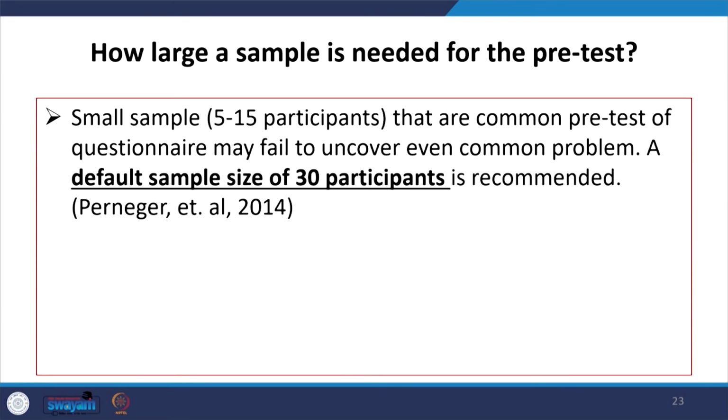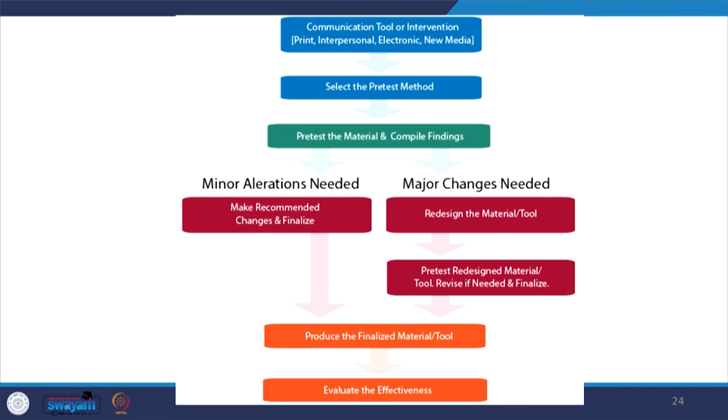A small sample commonly used to pre-test a questionnaire may fail to uncover even common problems. A default sample size of 30 participants is actually recommended by another author as well. All right, here I am giving one structure, one chart about healthcare research, showing some of the tools required in the pre-testing round, like communication tools or interventions such as print, interpersonal, electronic and new media.